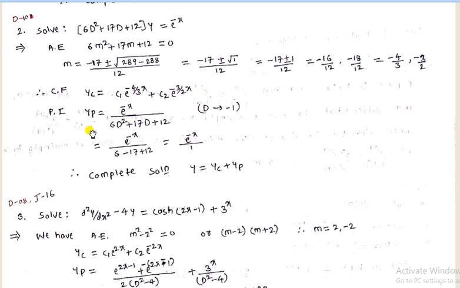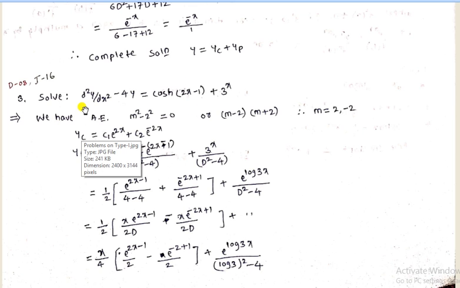Now the particular integral yp: divide on both sides by 6D square plus 17D plus 12. So it becomes e raised to minus x by (6D square plus 17D plus 12). Here the coefficient of x is minus 1, so replace D by minus 1 in the denominator. So 6 minus 17 plus 12, which is 1. The denominator is not equal to 0, so the particular integral is e to the power minus x. Then add the results of yc and yp, which gives the complete solution.